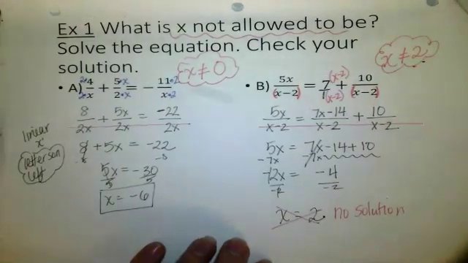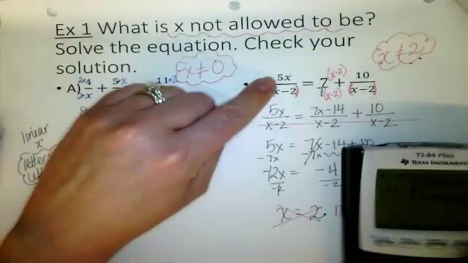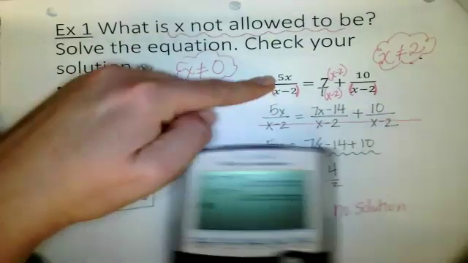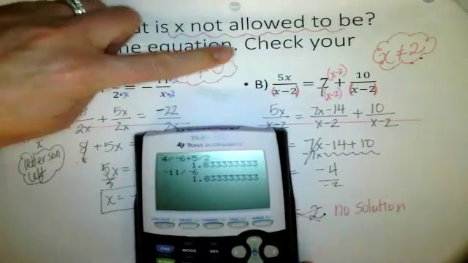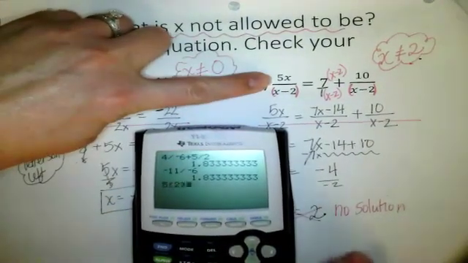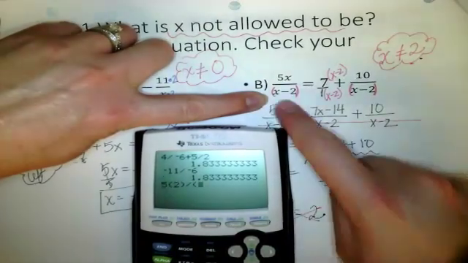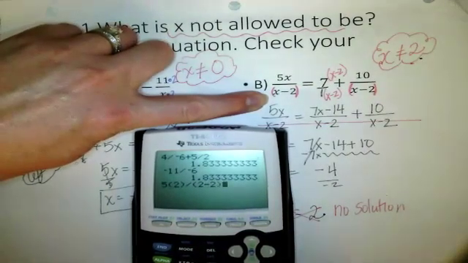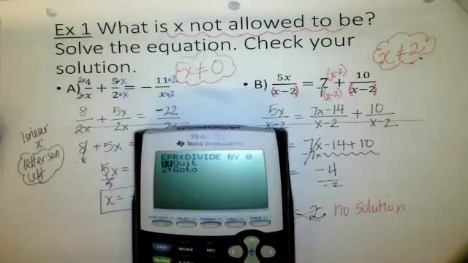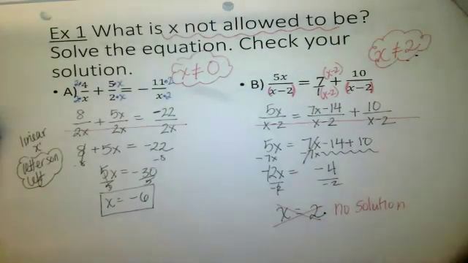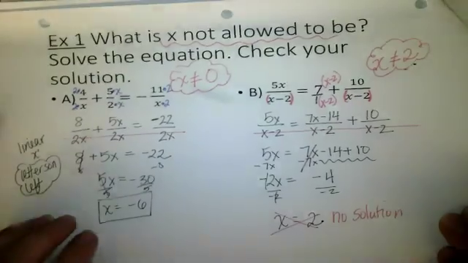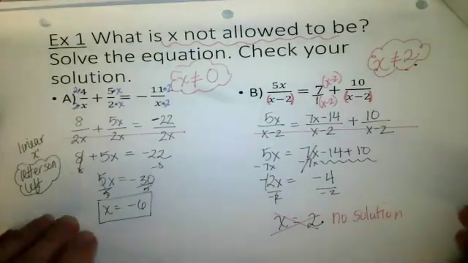So what happens when it's 2? If I were to plug it in and check, I would do 5 times the 2 on top, and on my denominator, I'd have 2 minus 2. What's going to happen with 2 minus 2? Undefined. Cannot divide by 0. Doesn't work. It's a false solution. All right. That's why we check what x is allowed to be or not.